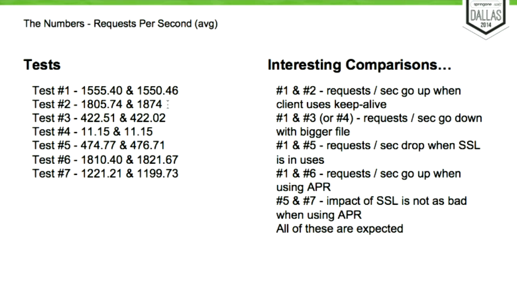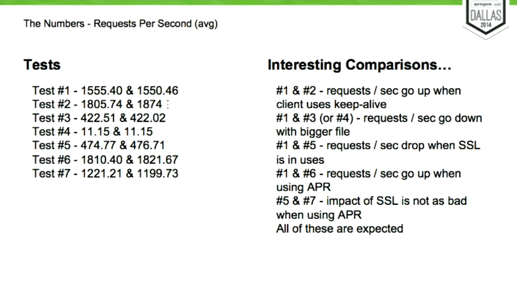We can see that when we add SSL, the requests drop significantly. If you look at the results from number 1 and number 5, both of these were serving the same file with the same configuration, except that 5 has SSL enabled, and that's with the NIO connector. So you can see that there's a pretty big hit there.